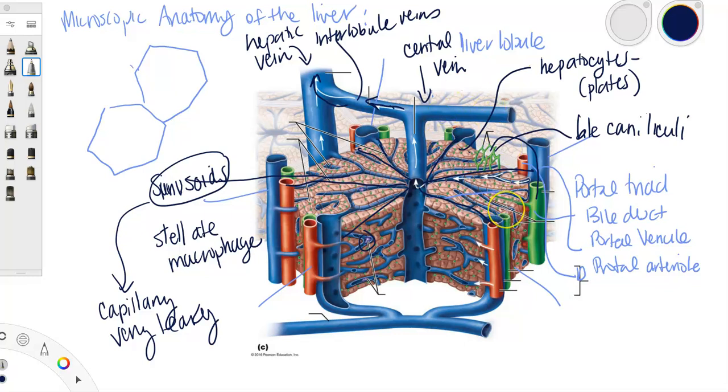All right, so that is about it with the liver, and next we'll talk about the gallbladder.